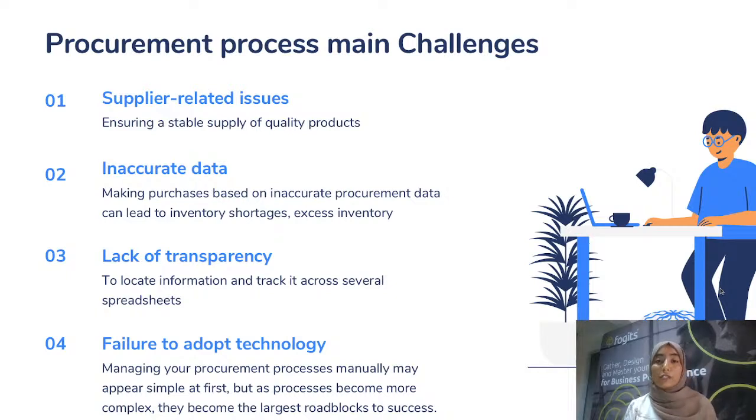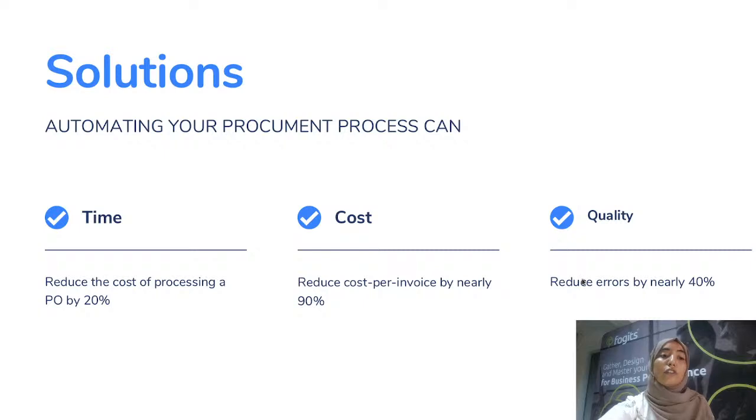And the failure to adapt technology. In fact, a lot of companies may think of a manual process to manage their procurement, but this will always remain an obstacle to our success, since the processes are getting more and more complex. So, to avoid all those procurement challenges, we may think of adopting an automated solution for the procurement process.